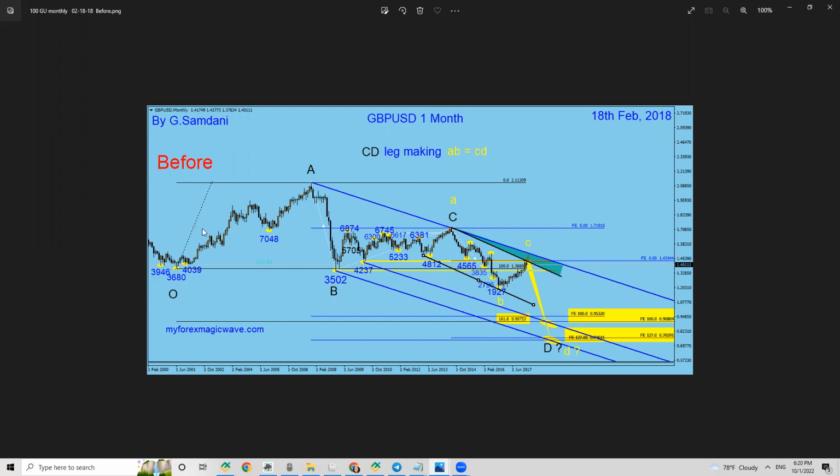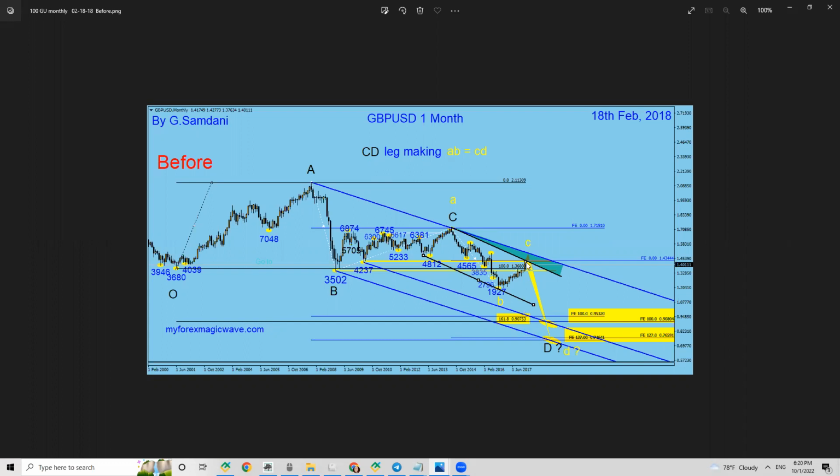And you can see here my analysis, Elliott wave, correction, A, B, C, D, and then this CD leg, like I said, CD leg making A, B, C, D in itself within it. So it was here below 42.37. And I said the target would be this 127%.